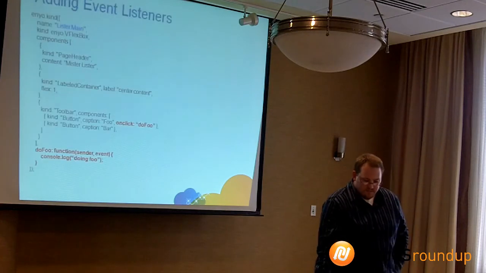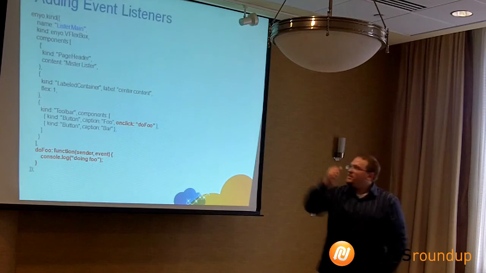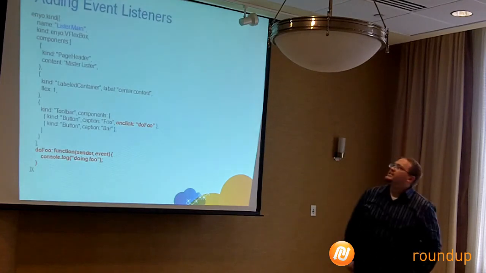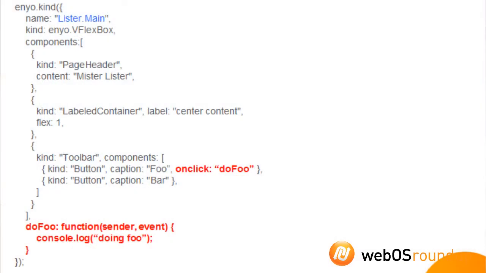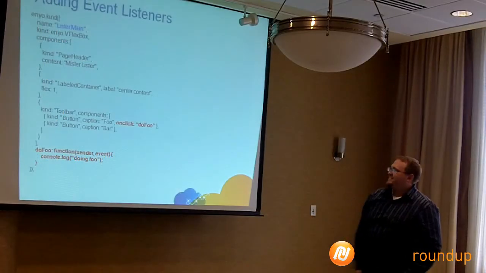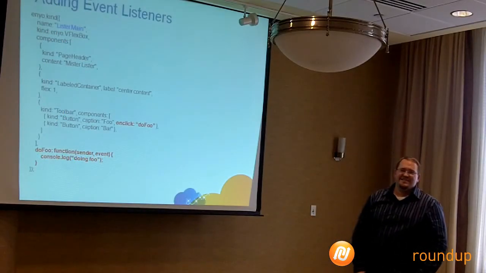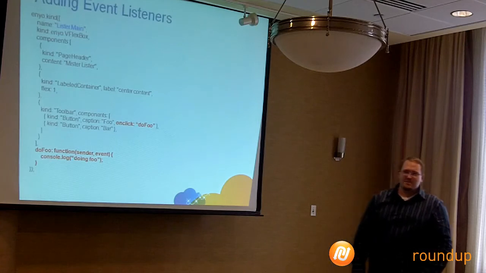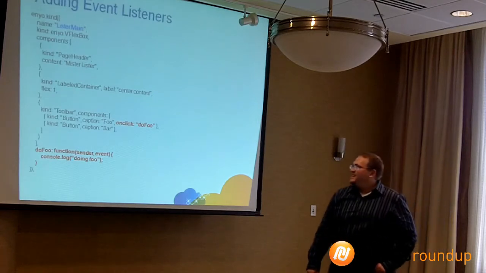Adding event listeners in Enyo. You can see that we have the same lister.main scene that we had before. On the toolbar though, on the foo button, we've added the on-click do foo. That's like webOS kung fu right there.